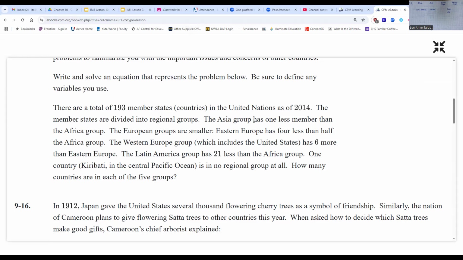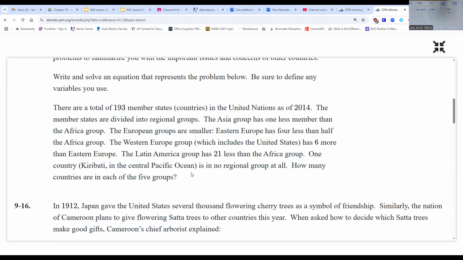The Asia group has one less member than the Africa group. The European groups are smaller. Eastern Europe has four less than half the Africa group. The Western Europe group, which includes the United States, has six more than Eastern Europe. The Latin America group has 21 less than the Africa group. One country, Kiribati in the Central Pacific Ocean, is in no regional group at all. How many countries are in each of the five groups?